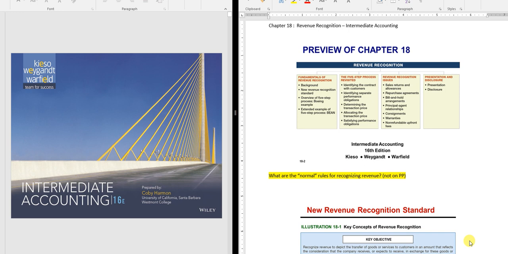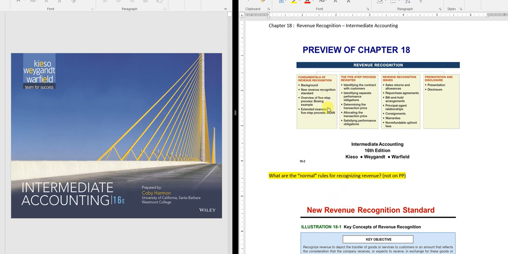The last chapter we're going to talk about is chapter 18. We're talking about revenue recognition. Revenue recognition has actually undergone some changes in the past couple of years. And while it's a very difficult concept, some of the things in revenue recognition are only difficult to apply, and they can't really translate that to an accounting issue. So they have to give you a lot of information.